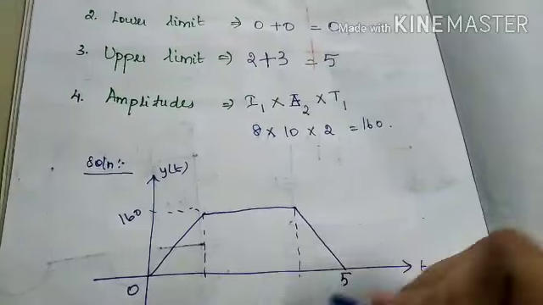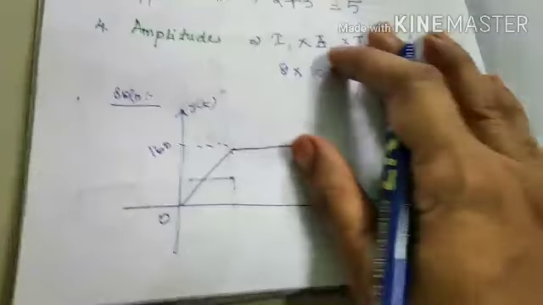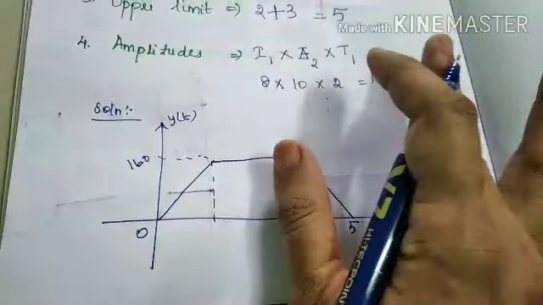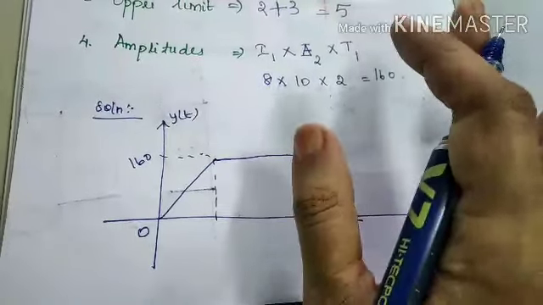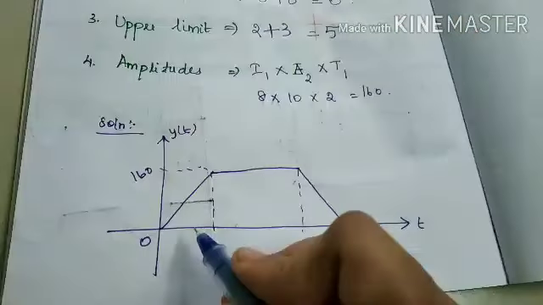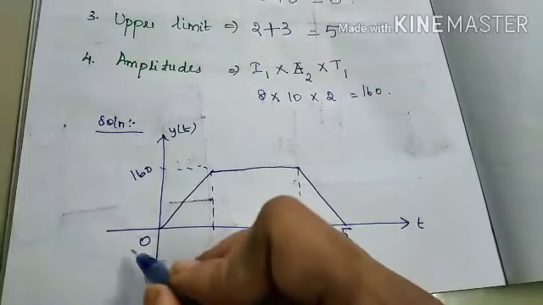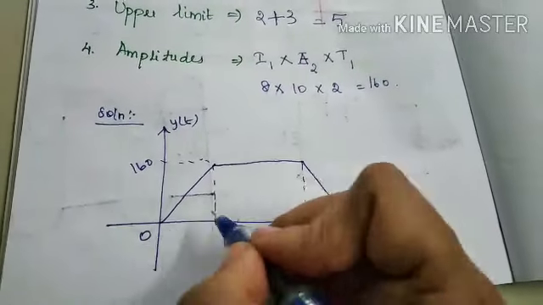Now we are going to find these two values. How can we write these two values? First we have to find the point T1 from the origin, from this lower limit.